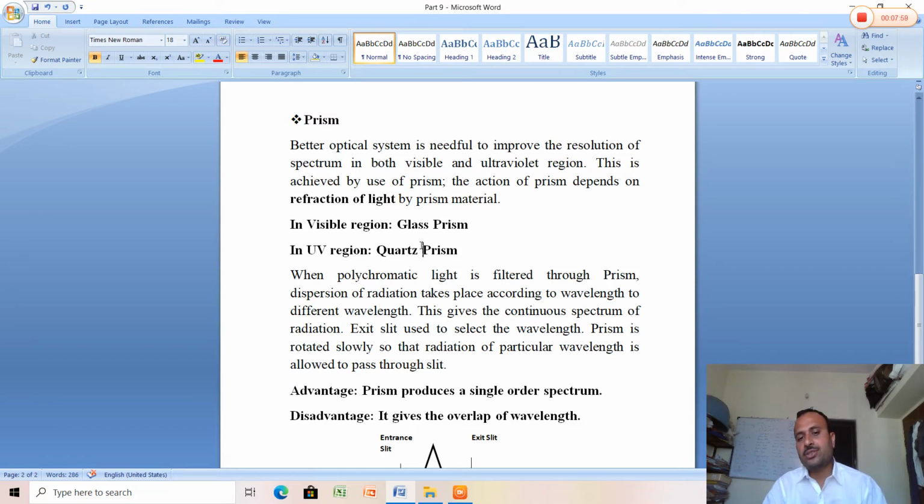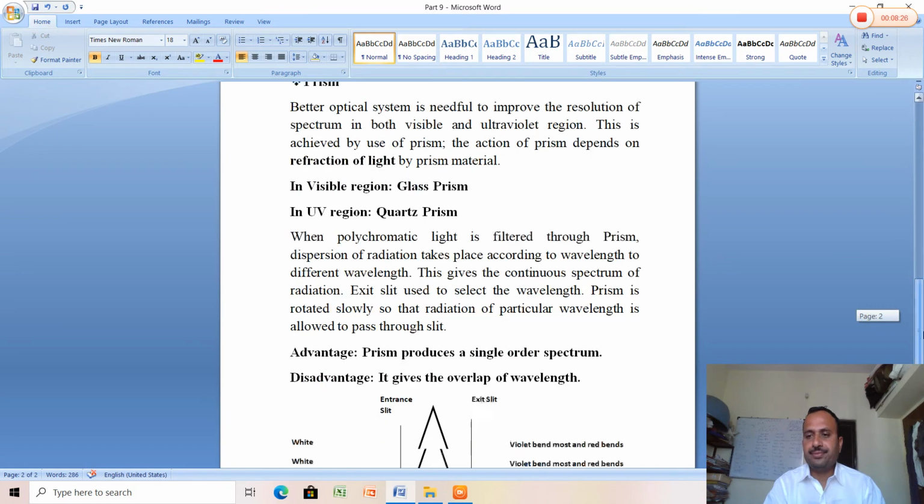Now what is the advantage of prism? Prism produces a single order spectrum. A single order spectrum is the most important advantage of prism. What is the disadvantage of prism? It gives overlap of wavelength. Overlap of wavelength is the main interference associated with the prism. So this is the disadvantage.